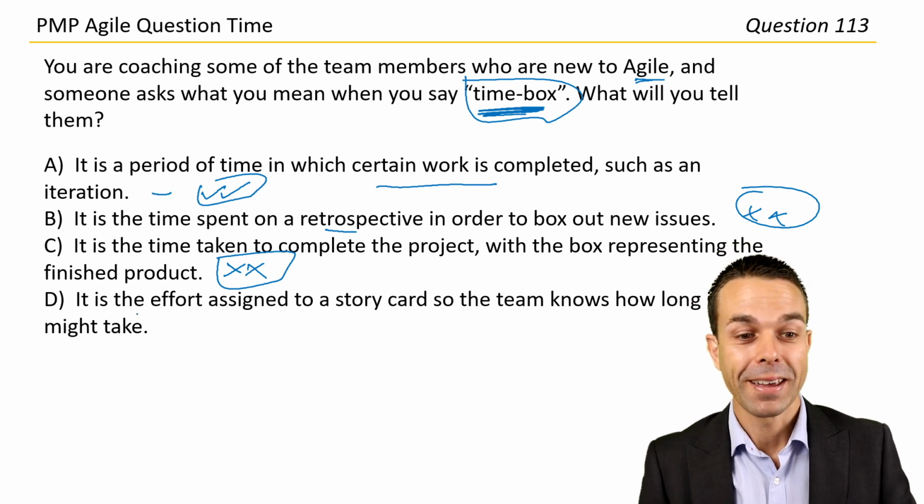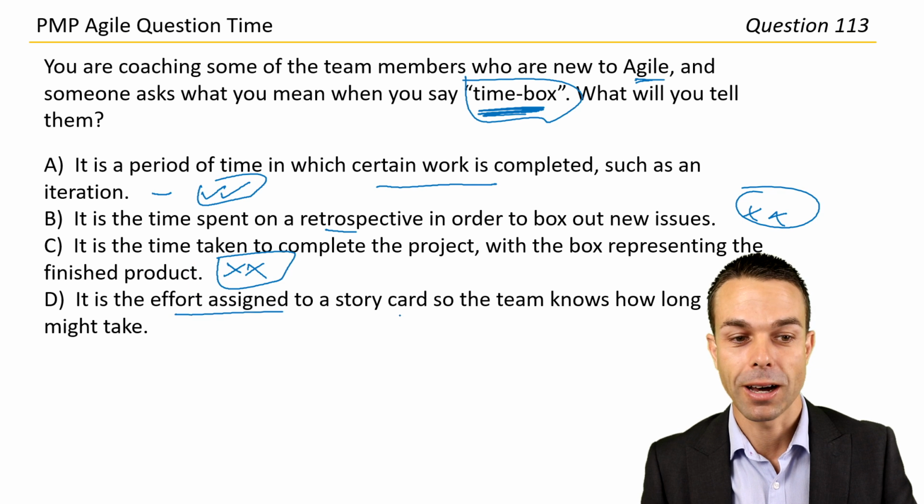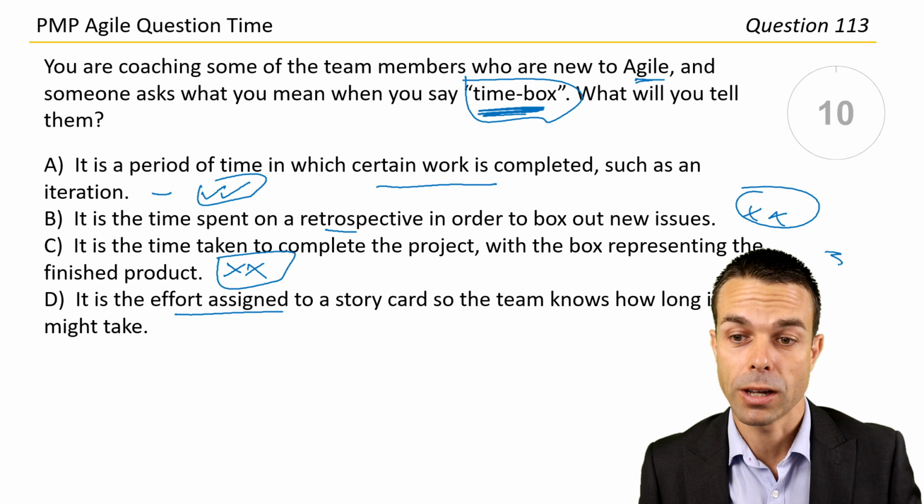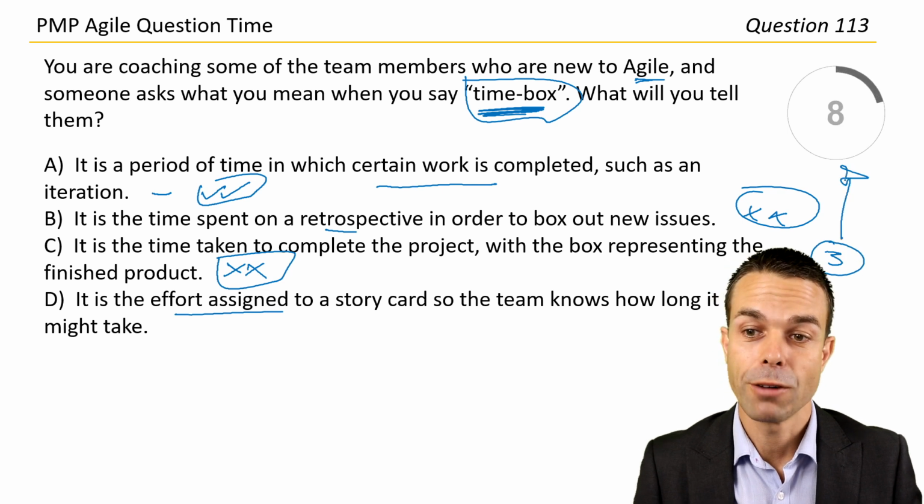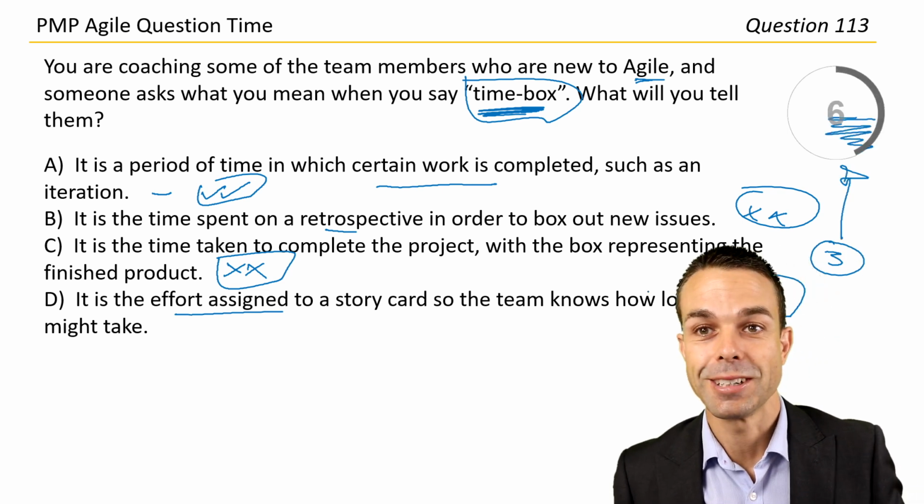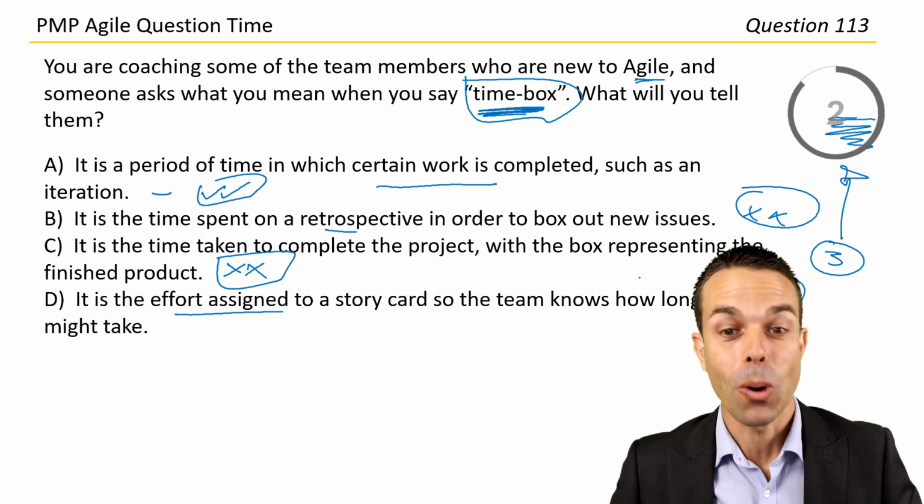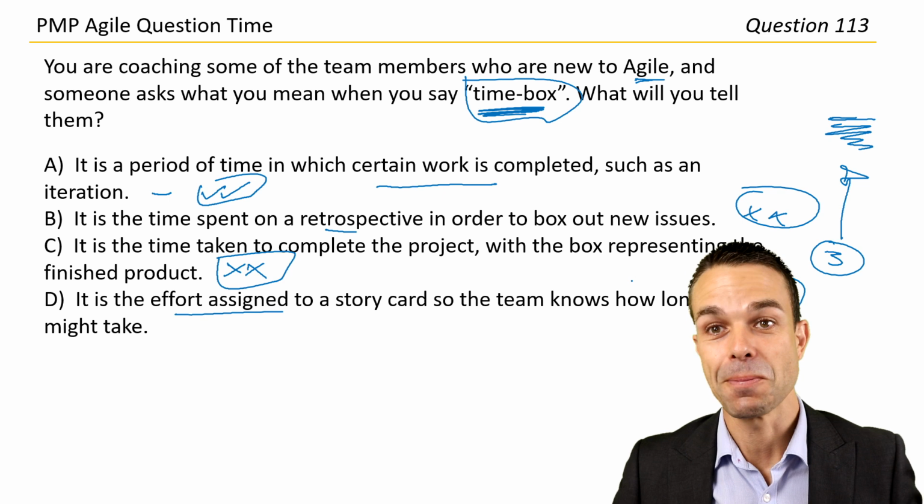All right, last one. It's the effort assigned to a story card. Okay, no, it's not the effort. That is basically the story card points, which turns into our team velocity. And the team velocity is how we figure out how much we can complete in an iteration. All of that to say, let's go with answer A.